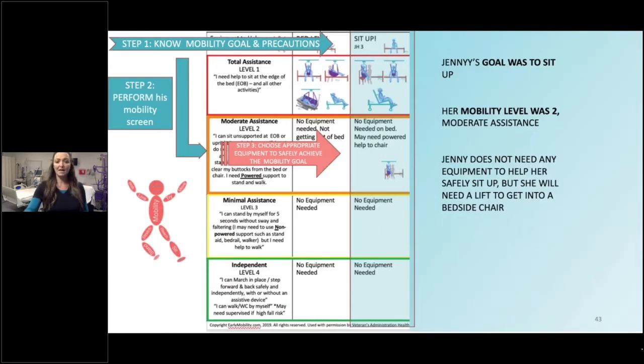So when we look at the algorithm, we need to know, first of all, what is Jenny's mobility goal? If we had not known that goal first, we may have gone through the whole screen and stood and walked Jenny, and we may have missed the fact that she was not supposed to do anything more than sitting today. If her goal had been standing or walking, we would have completed that mobility screen, right? The next step is complete the mobility screen. She was a level 2, no equipment needed on the bed, but may need a powered lift to get into a bedside chair if she's getting up for meals.